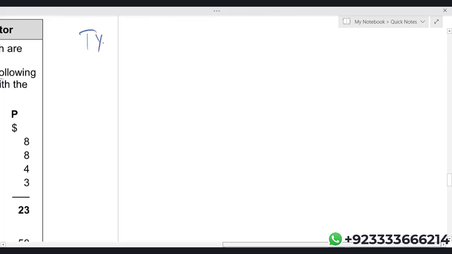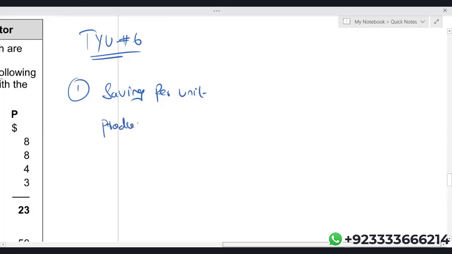So, test your understanding 6. Let's simply calculate saving per unit. How will you calculate? Let's see the products: L, M, N, and P.